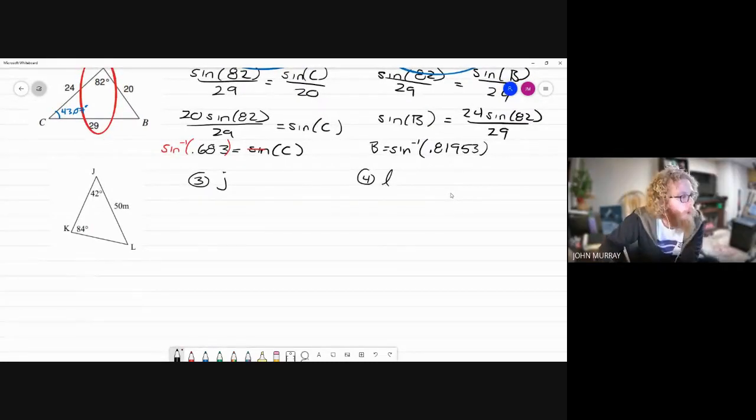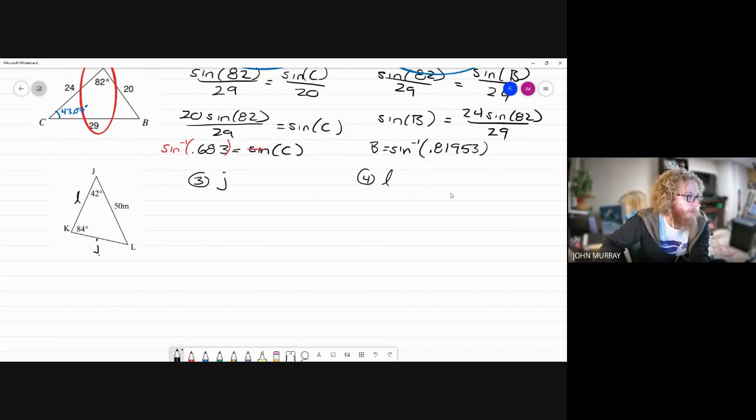Thank you. All right. Then for 3 and 4, I gave you a slightly different triangle. Only 2 of the angles and 1 side. And I asked you to find side J and then side L. So J would be down here, and then side L would be over here. Now, for both of these, you would have had to use the law of sines.